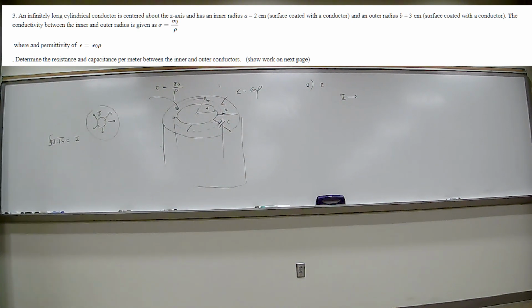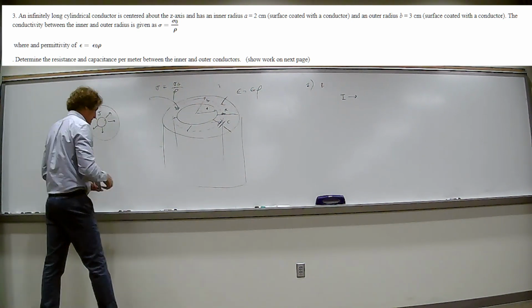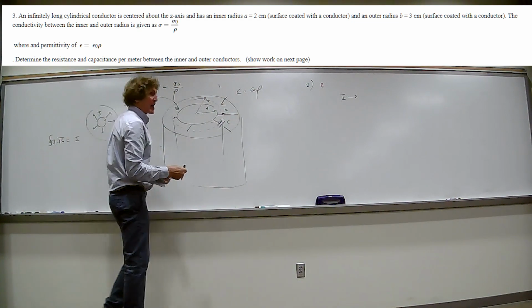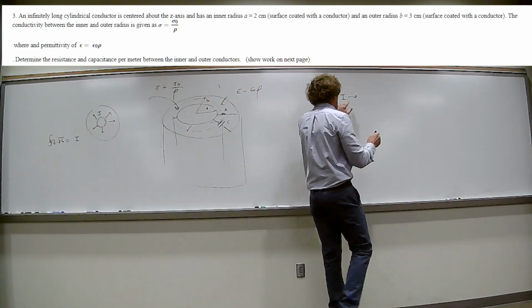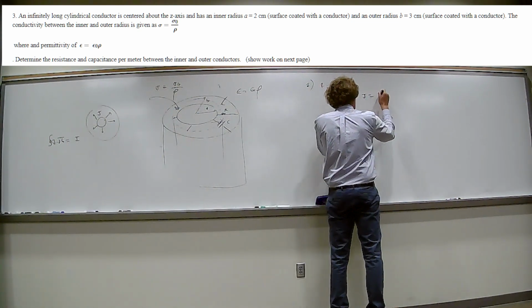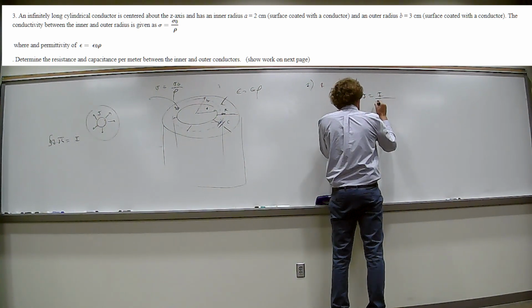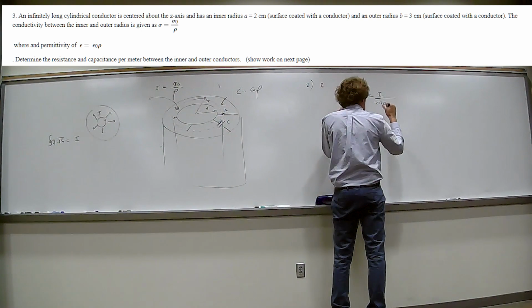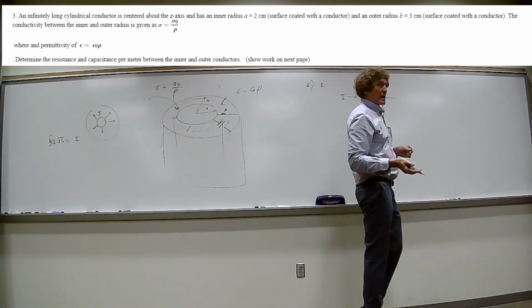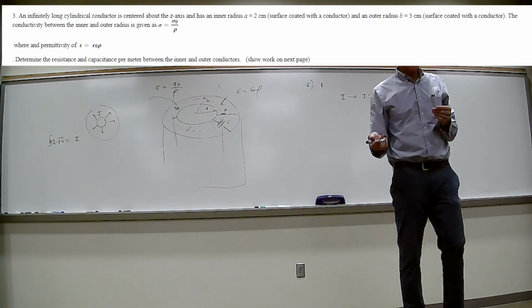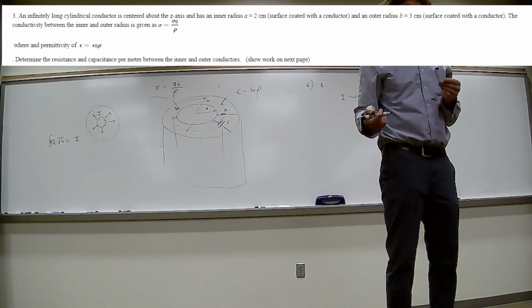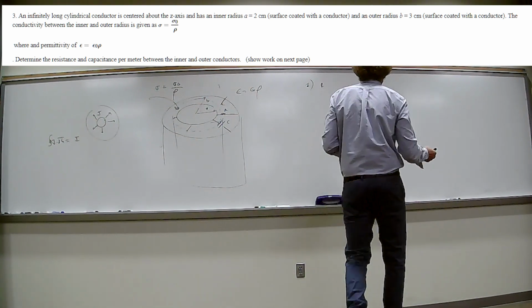Right? Okay, now, that means J will be I, divided by the surface area. That's the outer perimeter, or 2 pi rho, times the height, which is 1. I left h equal to 1 because I want it per meter. Does that make sense to everybody? All right. So we have J, and it would be in the a rho direction.